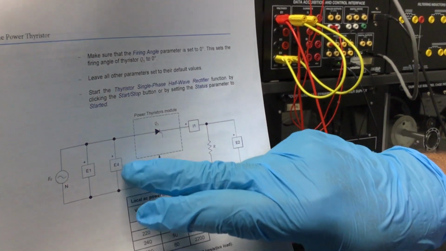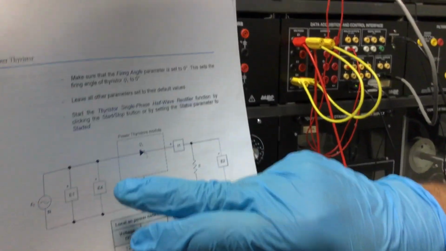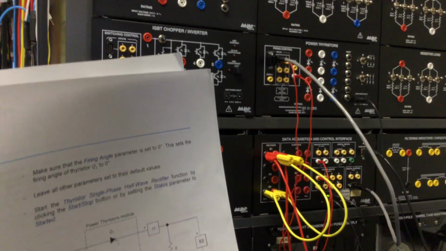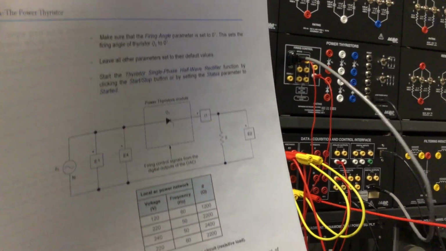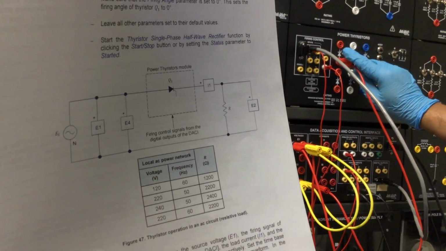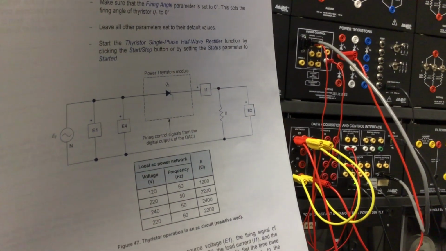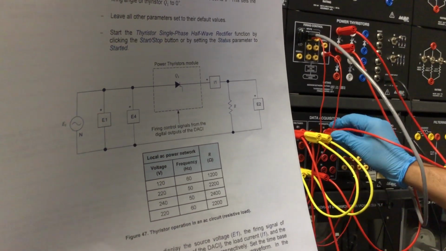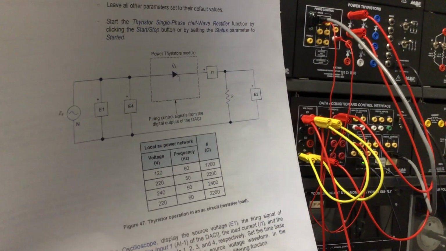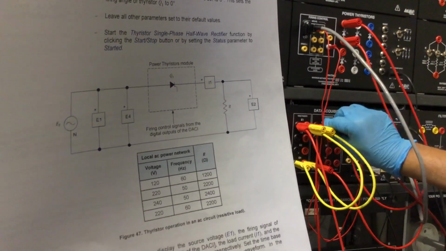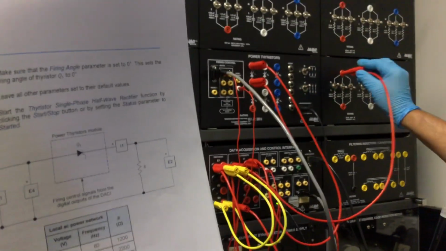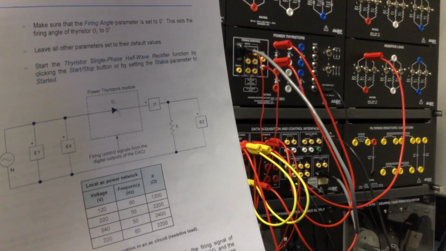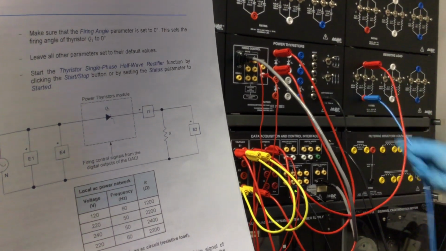Now we need to connect the E4 positive terminal to the positive terminal of the thyristor, Q1. Then the negative terminal of the thyristor connects with the inductor positive. Then the inductor negative will connect with the resistive load R, and the resistive load's other terminal will go back to neutral. So I can connect it here, back to neutral.